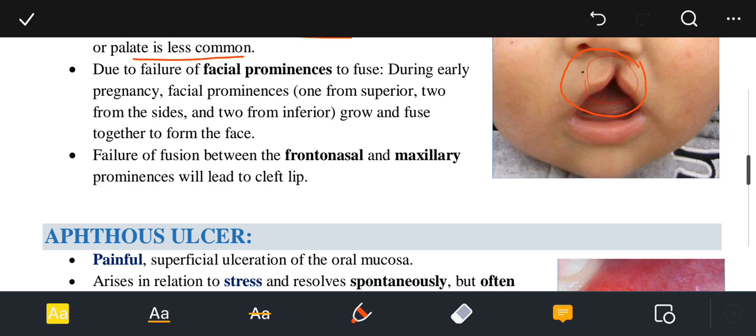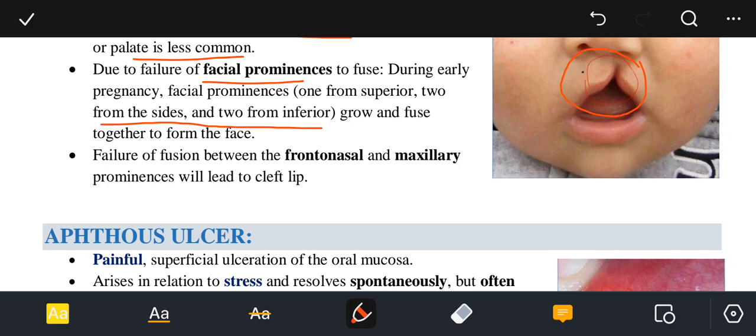We know when the embryo is developing, there are maxillary prominences, there is the mandibular prominence, there is the frontal prominence. The frontal prominence is not important, but the maxillary prominences are very important, along with the palatine shelves. So if the facial prominences are not fused together during early pregnancy, the facial prominences, one from the superior, two from the side, and one from the inferior, grow and fuse together to form the face.